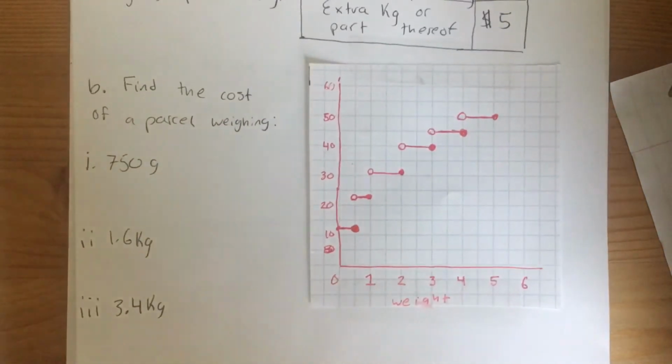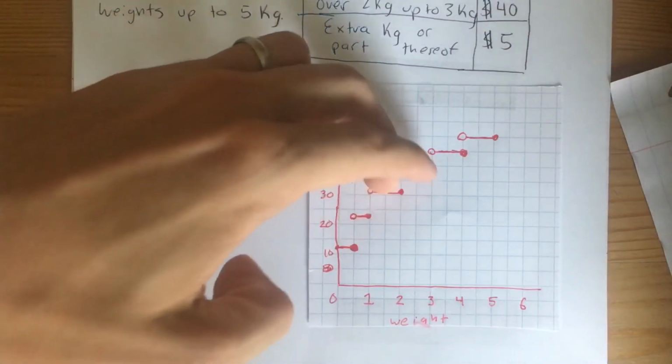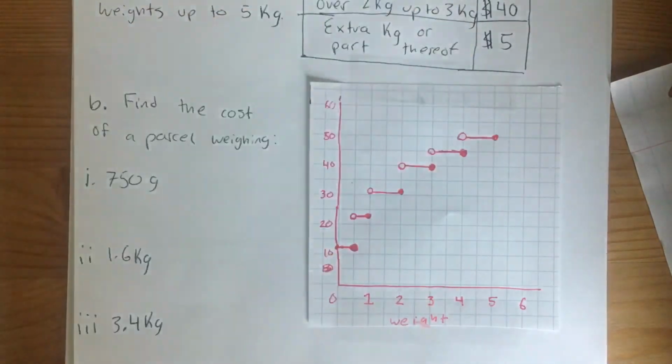And so we have here what's called a step function. It kind of looks like steps that you could walk up. And this is one of the more common types of piecewise functions that you'll see in the real world.